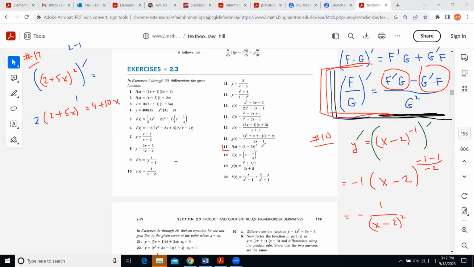Or I could actually write this as a product of 2 parentheses. 2 plus 5x times another 2 plus 5x, right? We should put x here. So we could simplify that first. And this is the point that is, I guess, good to notice, that you could distribute this. So if you multiply 2 by 2, you get 4.